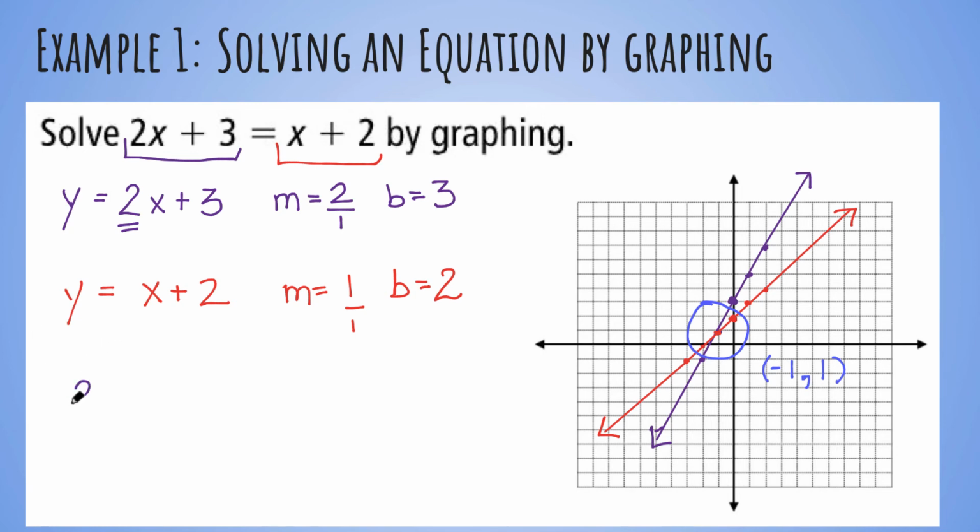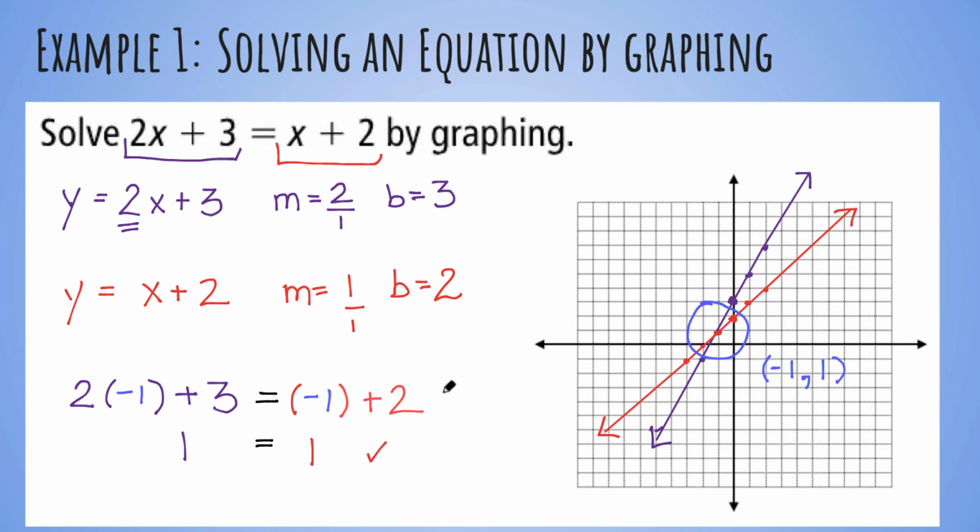So we have 2 times, and we're going to use our -1, and we're setting this equal to the second equation, which is x plus 2. So when we simplify the left, we have a -2 plus 3. -2 plus 3 gives us 1, and we're checking to see if that's equal to the right. And when we simplify the right, -1 plus 2 is 1.